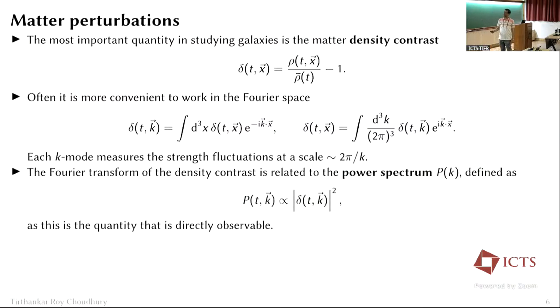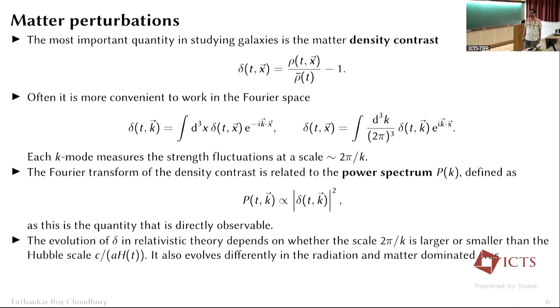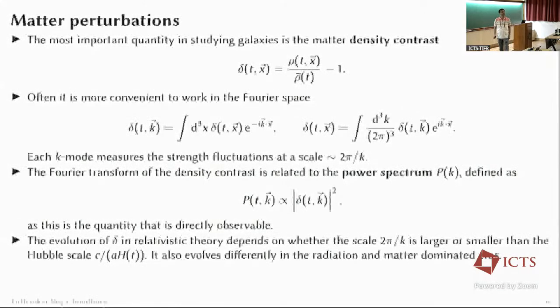The power spectrum of this quantity, which is the Fourier transform, is defined as, I will define it slightly more rigorously again towards the later part of this lecture, is basically a mod square. And this is a quantity that in principle can be measured from observations like galaxy surveys. Now what happens is, the shape of this power spectrum or this delta k will depend on how these things evolve as the universe expands.